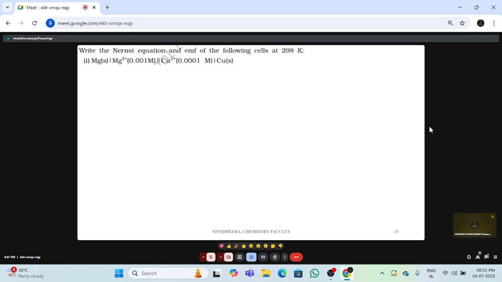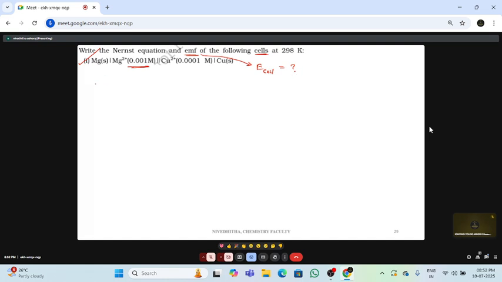So the question is, they're asking us to write the Nernst equation and to find the EMF of the cell. EMF is nothing but the potential, and they're asking about the potential for the cell. Is the cell in standard condition or not? See, this is the cell representation. Yes, it is not in standard condition. Here, the concentration is not 1 molarity. So they're asking us to find the cell potential at non-standard condition. And of course, we have to use the Nernst equation.